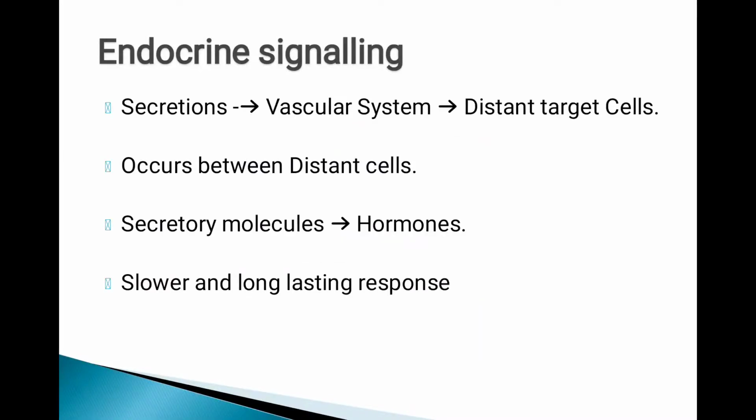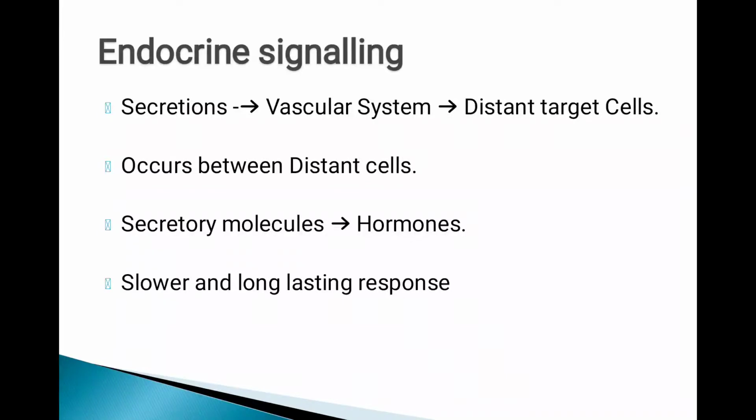And the last kind of cell signaling is endocrine signaling. There are certain kinds of specialized epithelial cells in our body called endocrine glands. They are going to secrete a certain kind of chemical substance called ligands or hormones. These secretions are released into the vascular system. The vascular system carries those secretions to the target organs, or the target cells, which are located at a distant region.